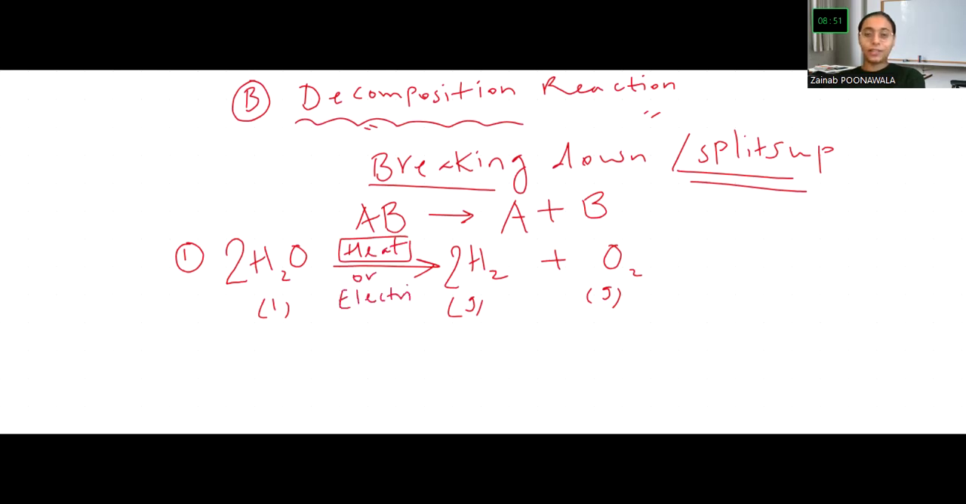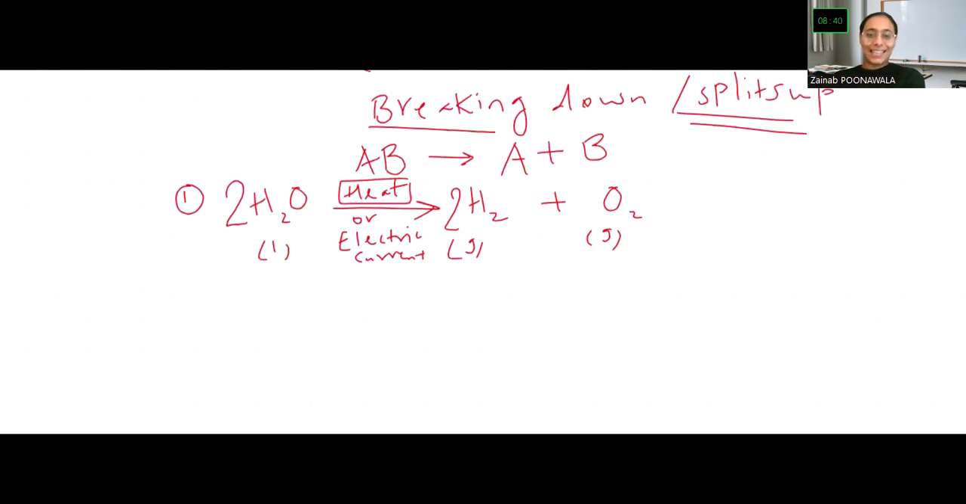Electric current, wonderful. Now, depending upon what we are providing to the reactant, the decomposition reaction has different names. Yes, chemists like to have different names. We just love classifying stuff. So if you are heating a substance and that substance decomposes, that decomposition is called thermal. So therm should remind you of heat.